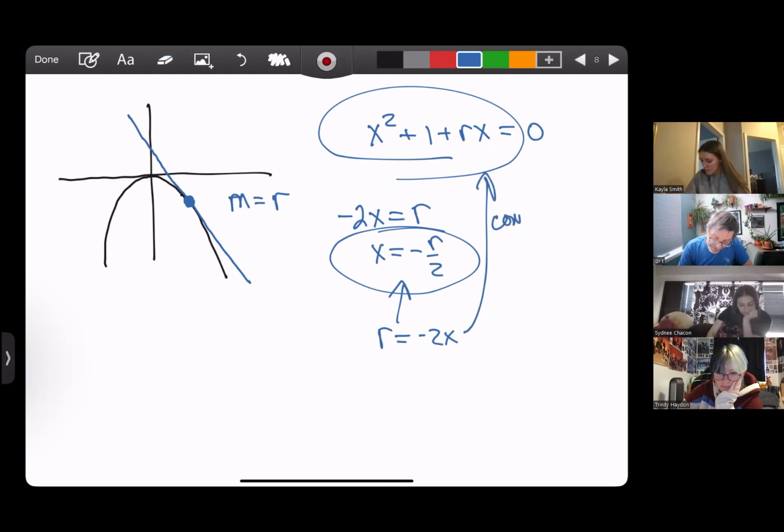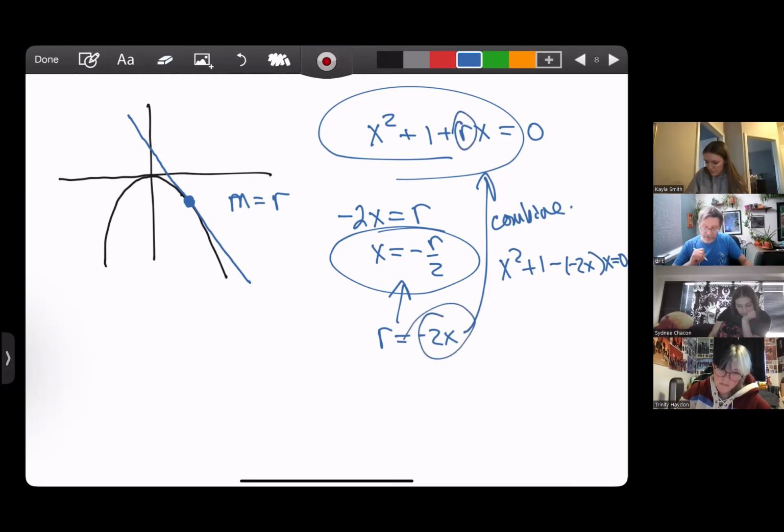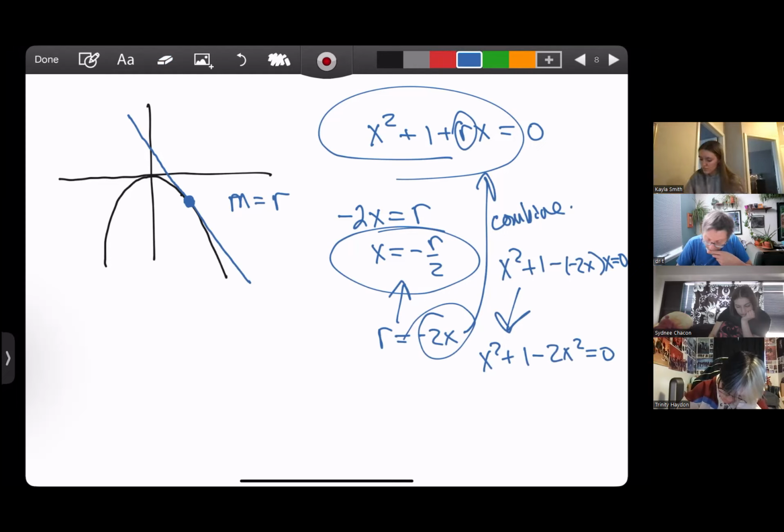So we're going to combine these. And so I'm going to get x squared plus 1 plus -2x times x equals 0. And all I'm doing is replacing this r value with this thing here. And then I come down and simplify. So I got x squared plus 1 minus 2x squared equals 0. Okay, everything's cool. I got scared for a second. So 1 minus x squared equals 0. So x equals plus or minus 1.